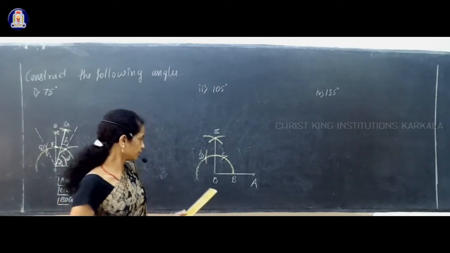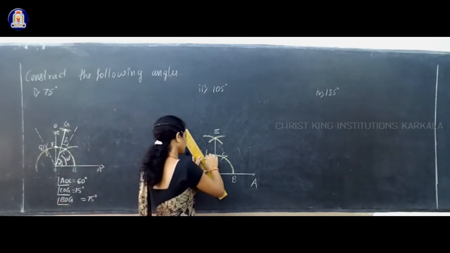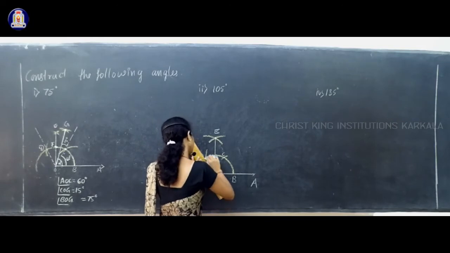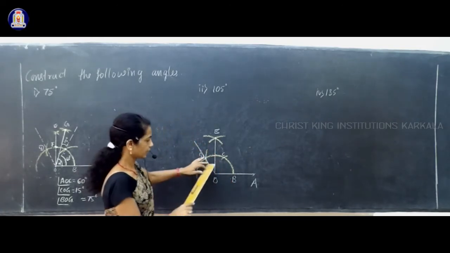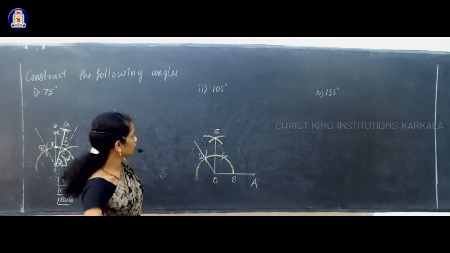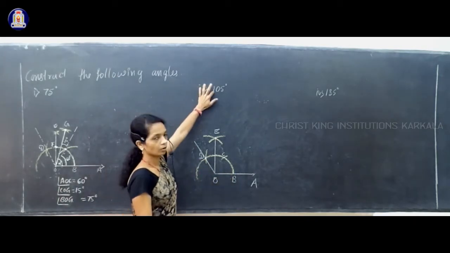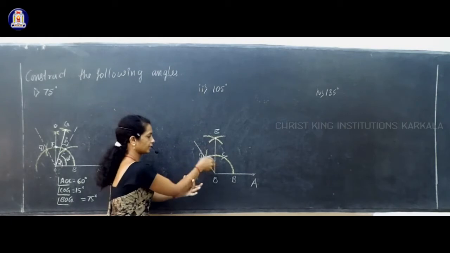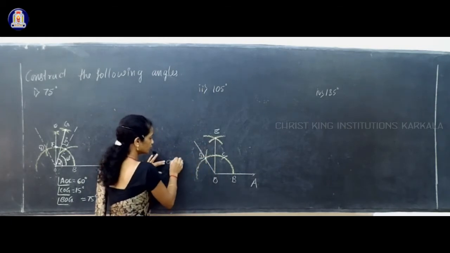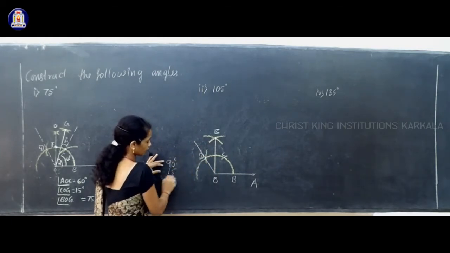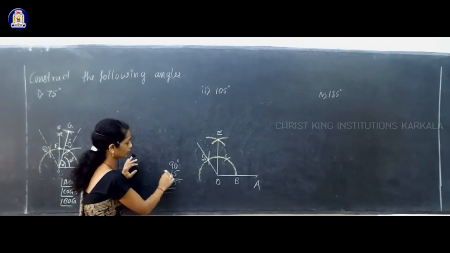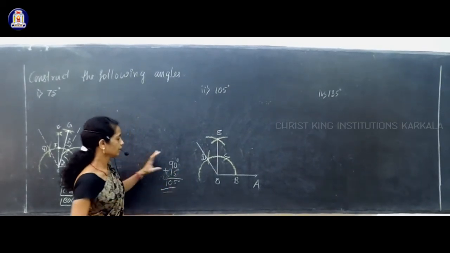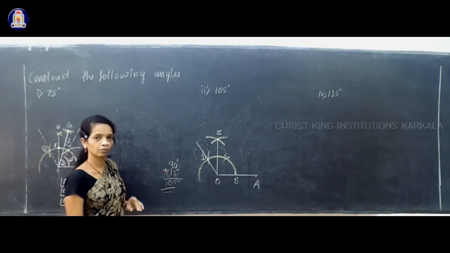Okay. And here you join this O and D also. Now OD, how much degree does that make? That makes a 120 degree with the initial ray. Now which one do we have to construct? 105 degree. This is a 90 degree. To 90 degree, how much do you have to add to get 105 degree? You have to add 15 degree. If you add 15 degree to 90 degree, that gives you 105 degree.